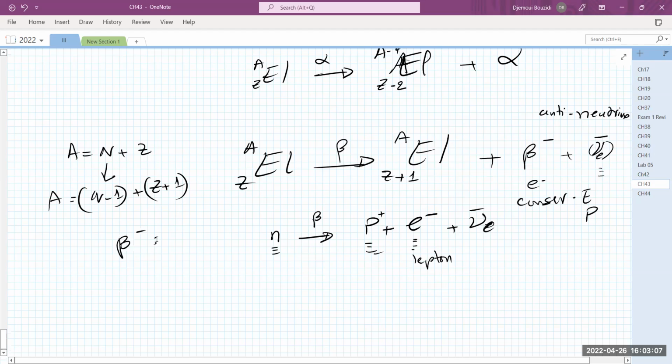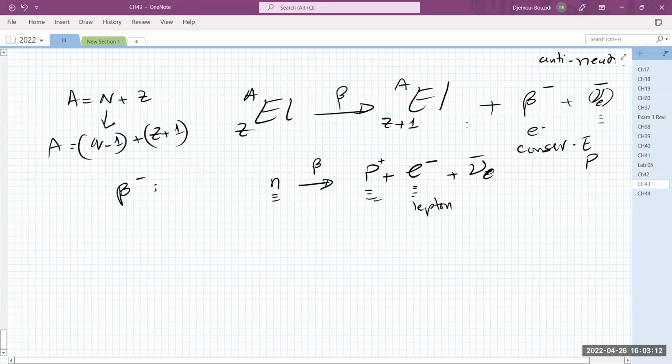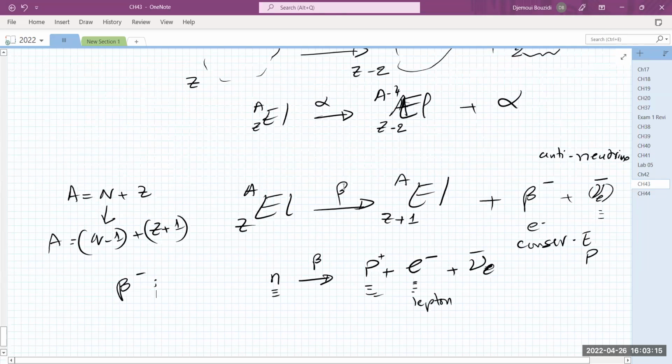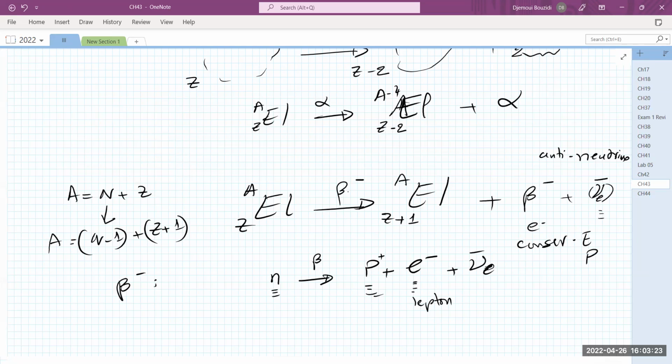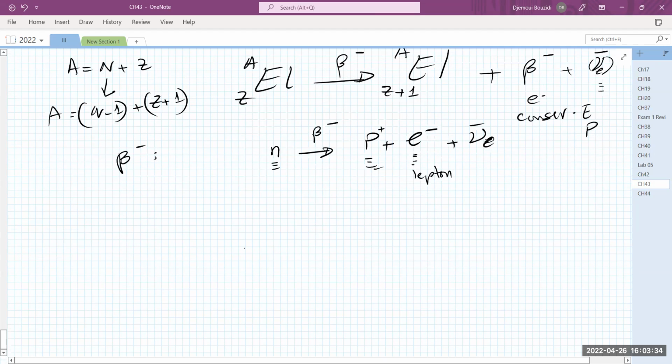How about the beta plus decay? The beta plus decay is the opposite, where A stays the same and Z decreases by 1. What happened in the beta minus decay is that the element will migrate to the right on the periodic table because its Z increases. But for the beta plus decay, it's the opposite. It's going to migrate to the left by 1. So it's going to be the same element, and A does not change in either case.